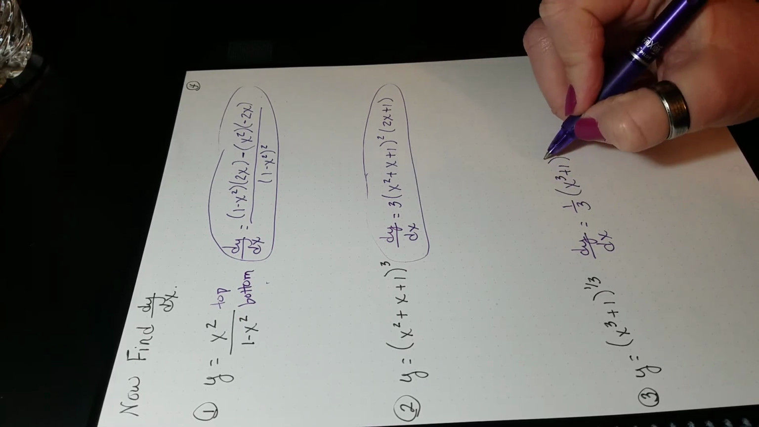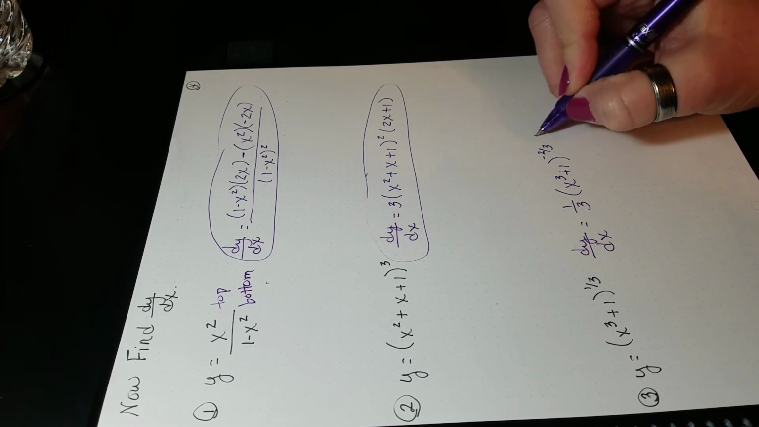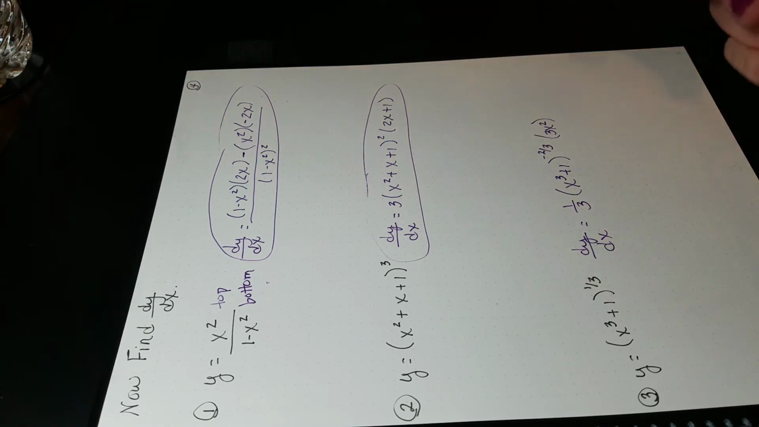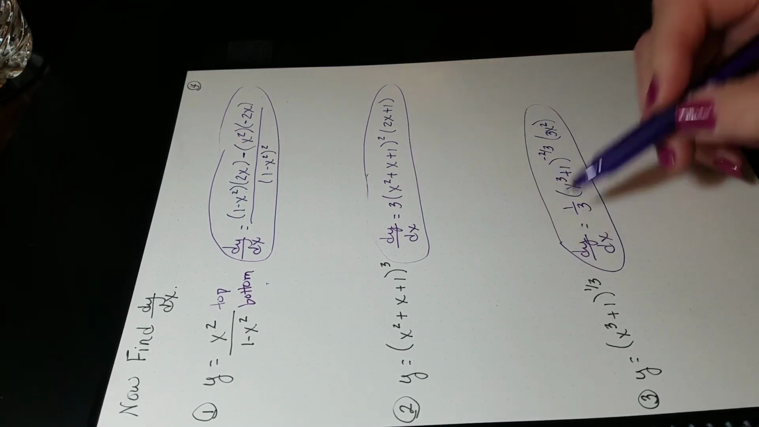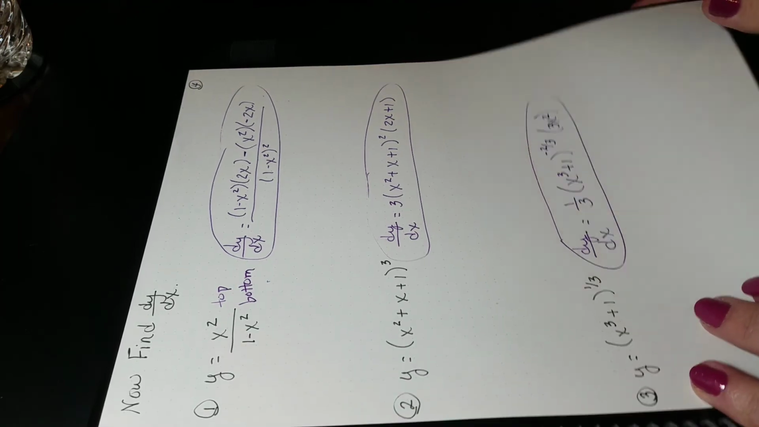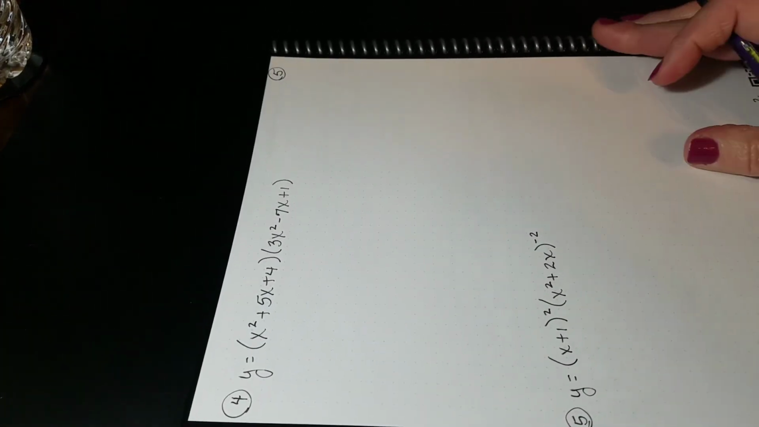1/3 minus 1 would be negative 2/3. Don't forget the derivative of the inside, 3x squared. And again, if you were going to simplify this, the negative exponent would tell you this whole thing goes to the bottom. So there's the first 3 examples. Nothing interesting, nothing tricky. All right, let's look at example number 4.